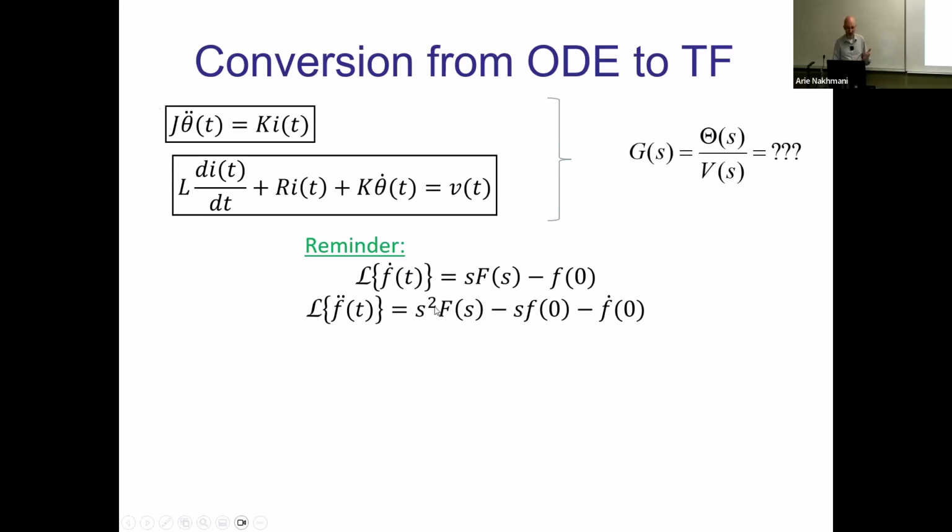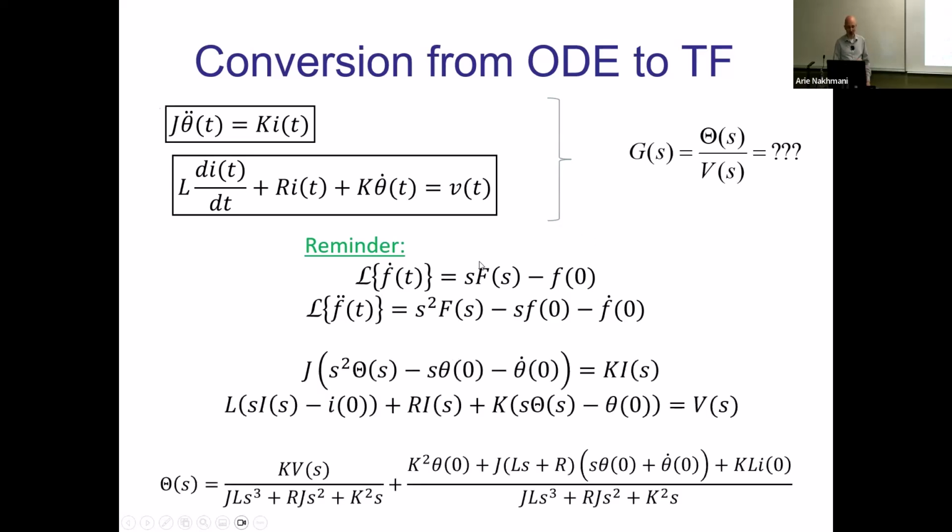The second derivative is S squared multiplied by the same thing. So I will practically do the Laplace transform on both sides of that equation, and on that equation as well. Okay, so this is what we get. The first equation will be J times s squared, because this is the second derivative, times theta of s, which is the Laplace transform of theta, minus that thing and minus that thing, okay, equals K times the Laplace transform of I. So I did the Laplace transform on both sides. All right. Same thing with that equation, and I get some other complex equation.